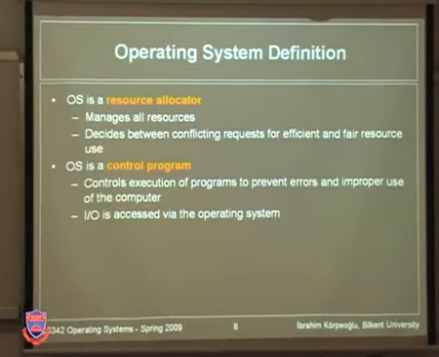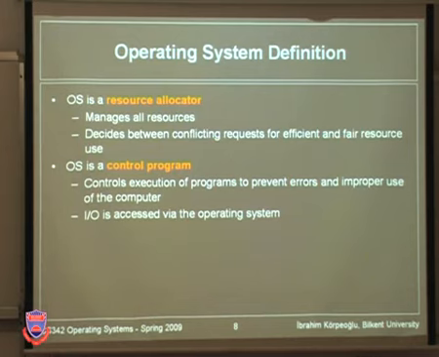So if we now define the operating system, what is it? The operating system is a resource allocator. That means it manages all the resources in the computer, hardware or software. For example, the printer, the keyboard, and the hard disk are hardware resources, but the files are software resources. All these are managed by the operating system.